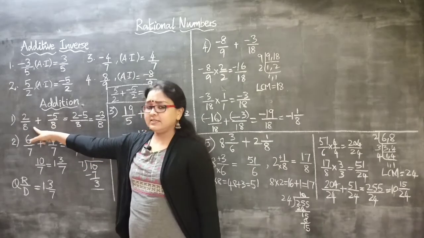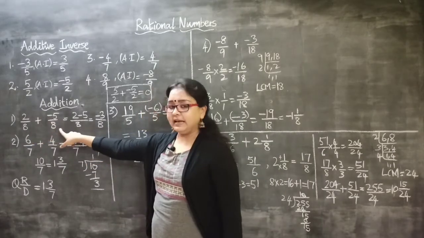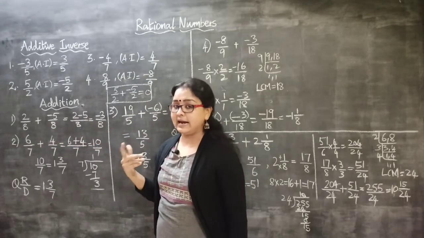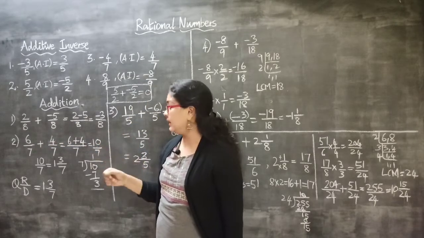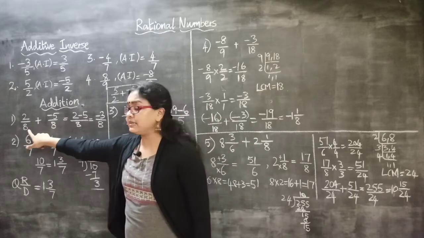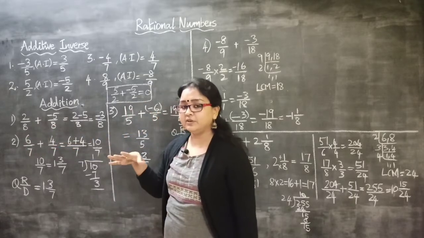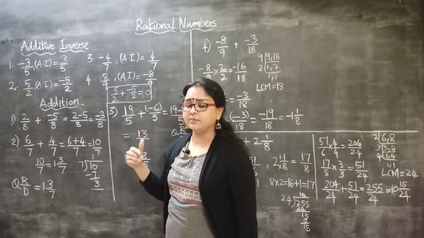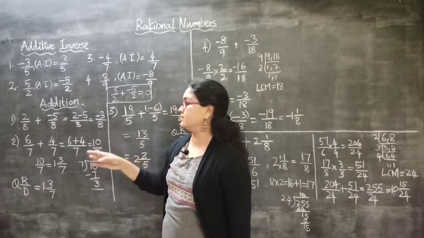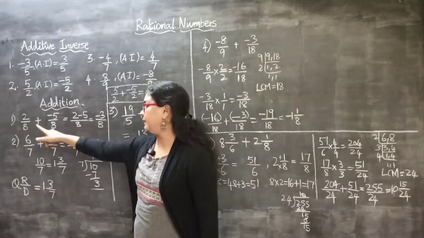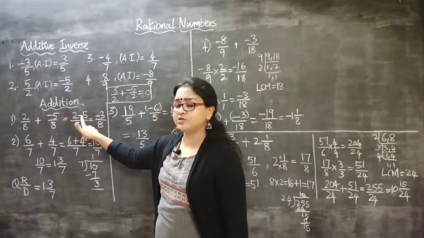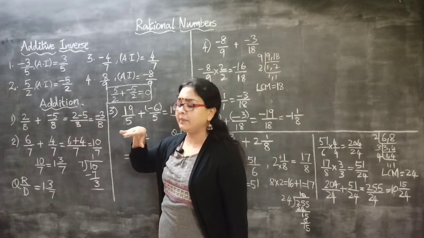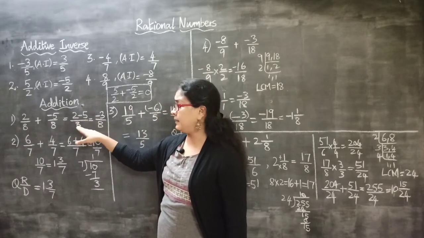2 by 8 plus minus 5 by 8. These are the two rational numbers we are going to add. Right? So now the denominators are the same, so we don't have to convert into the same denominator, that is, equivalent rational numbers. We have to just add. So when I am adding, 2 and minus 5 will be put together and the denominator is the same. So I just need to write it as 2 minus 5 by 8.